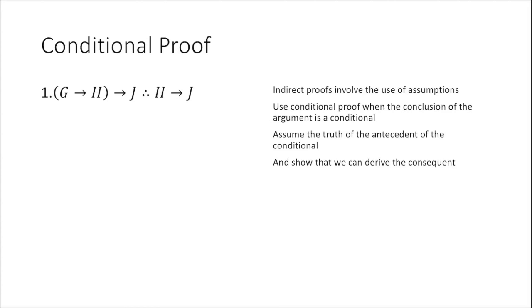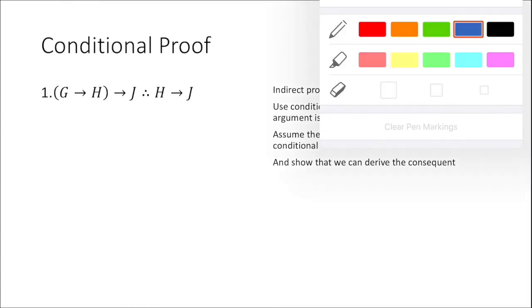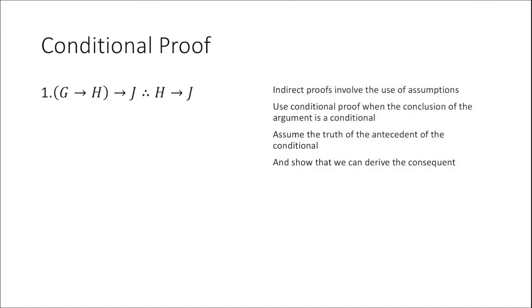This will be our review for the two kinds of indirect proofs that we talked about in class. Indirect proofs differ from direct proofs in that they involve the use of assumptions. And how the two indirect proofs that we've talked about, conditional proof and reductio ad absurdum, differ is what assumption we make and what we're trying to do with that assumption, or should I say, under that assumption.